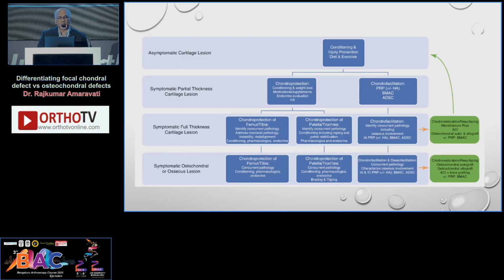So to summarize, if there are cartilage lesions, you can do a chondroprotective procedure or a chondrofacilitation procedure. If there are larger cartilage lesions, I urge you to look at doing a microfracture or an OATS procedure using either an autograft or an allograft.